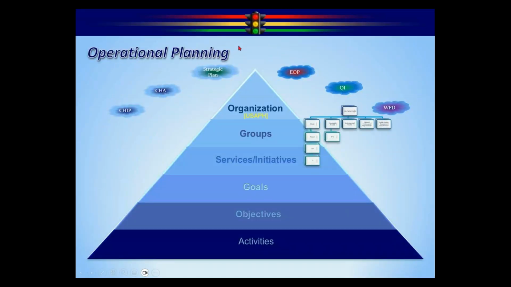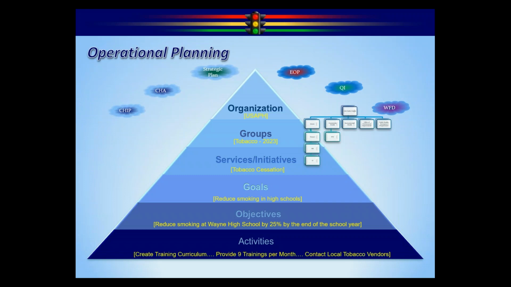Now, if I go back through the pyramid, it looks like this. The group that we were working in is Tobacco 2023. We selected tobacco cessation as the initiative we're working on. Reduce smoking in high schools. Reduce smoking at Wayne High School by 25% by the end of the school year. And then the 3 steps we're going to go through to get there. So that's the planning process, and this is the planning model. This is a good, solid planning model. I've been in public health about 21 years now, and it's been around long before I was. But the nice thing about the model is if you put all your plans in the same model, it's very easy to compare plans and contrast elements as you're going through there.